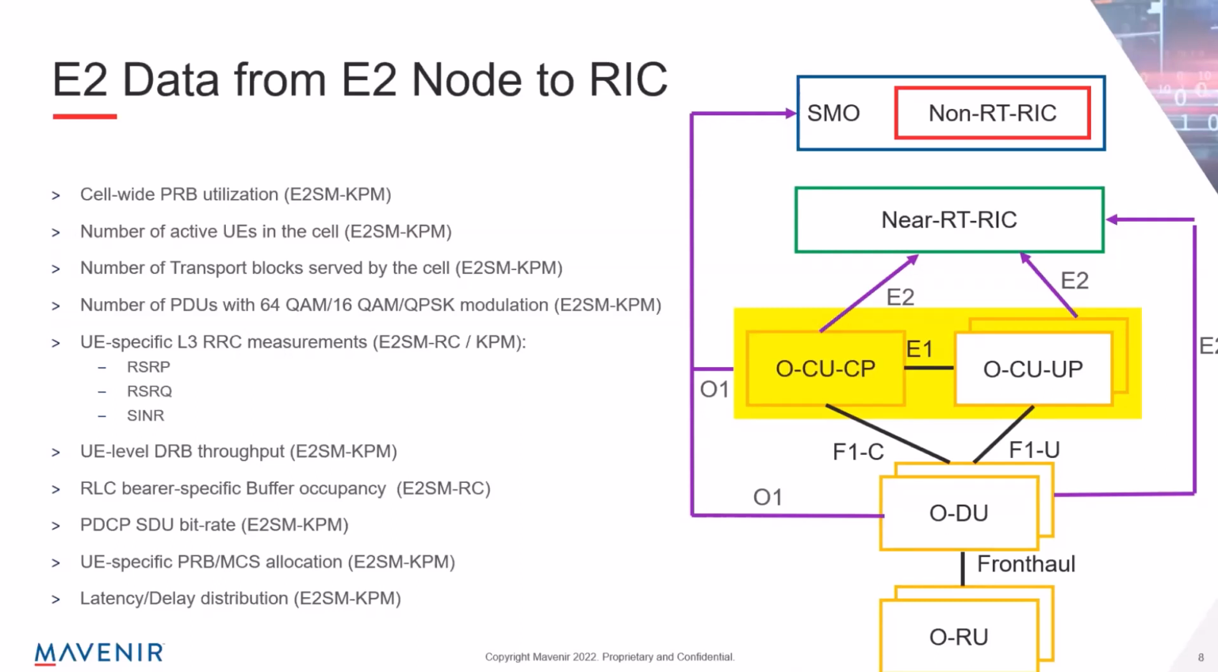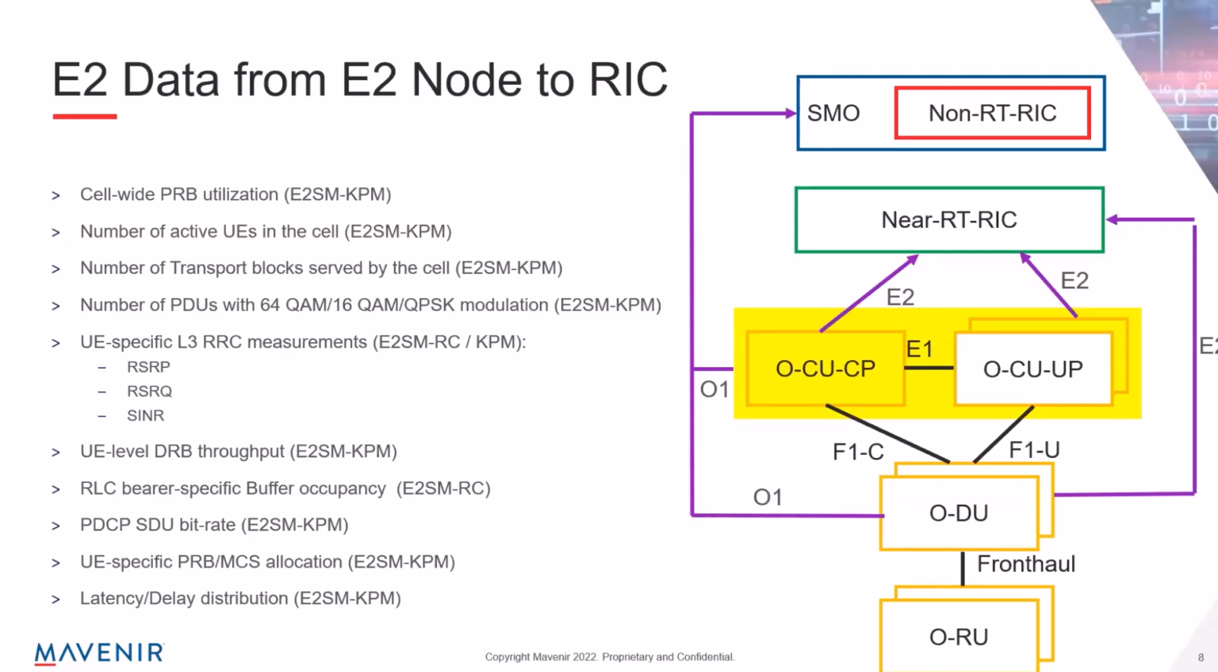So there are three major service models. One is to collect information. We call it E2SM-KPM, key performance measurements. And then the other one is E2SM-RC, which is more about how we do the control towards the E2 nodes. And there is the other one called E2SM-IN, which is for the interfaces.